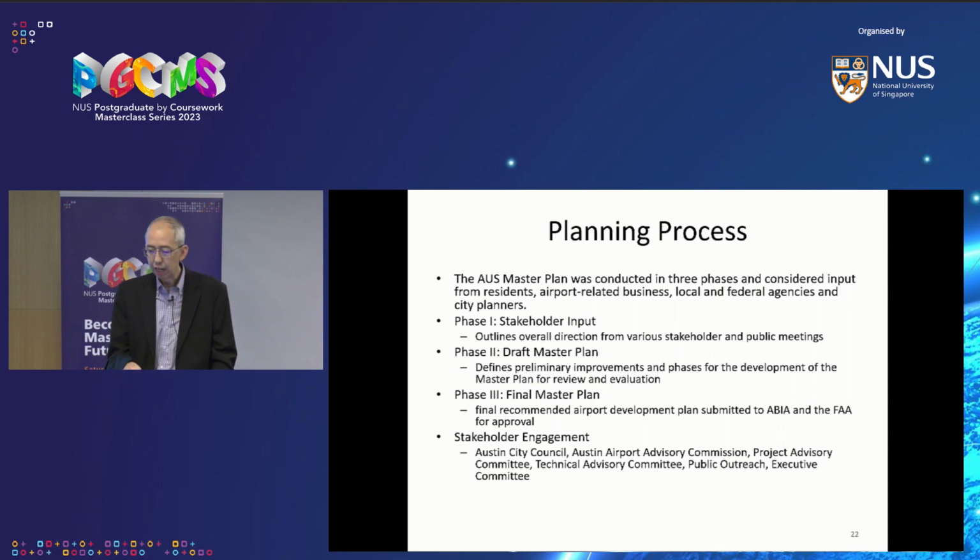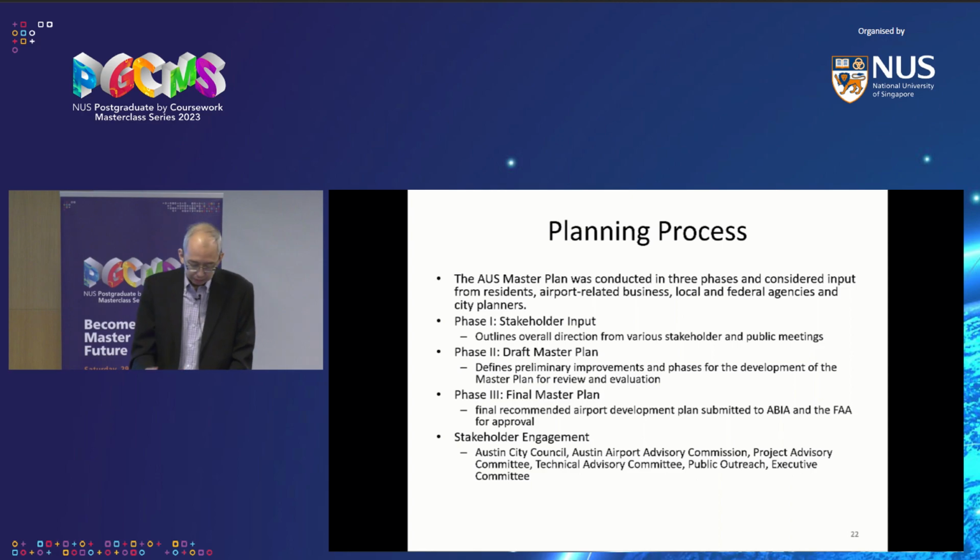So Austin City Council, because they are the ones that make the final decision on behalf of their community, these are the elected officials. And then the Austin Airport Advisory Commission, it's citizens that are appointed by the City Council to the commission. They form a special project advisory committee. These will be people like the Chamber of Commerce, the businesses, the neighborhoods that are surrounding the airport.